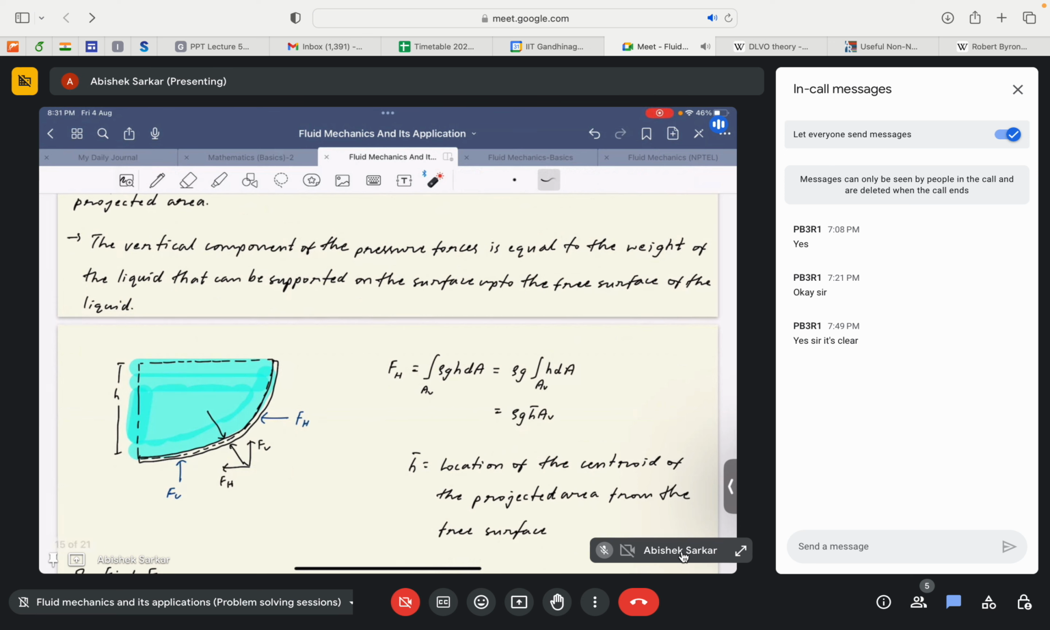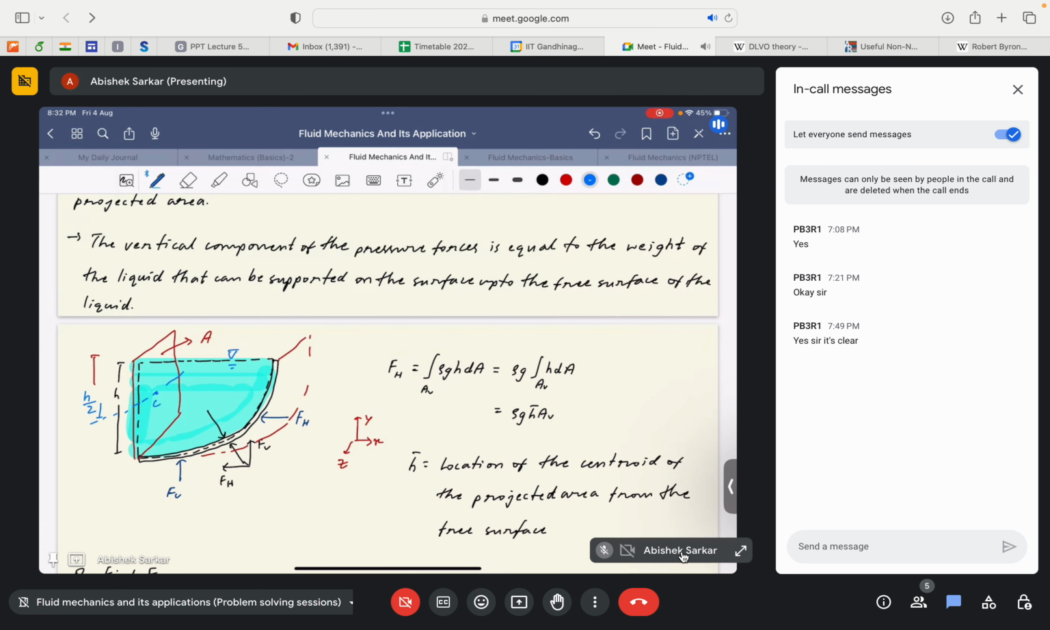So if this is the curved surface area, its projected area would essentially be a rectangle, right? If we project this curved surface area, it will essentially be a rectangle, assuming that this has some certain width in the z direction, say x, y, z. So the projected area would be a rectangle, and this would be our A. If we assume this as a free surface, then the centroid will basically be half of the height of the rectangle, so it will be h by 2, right?